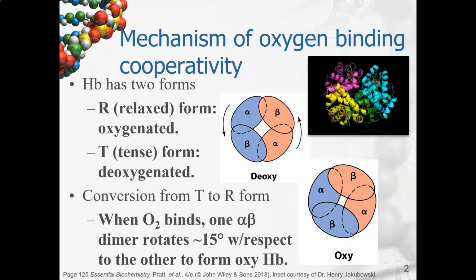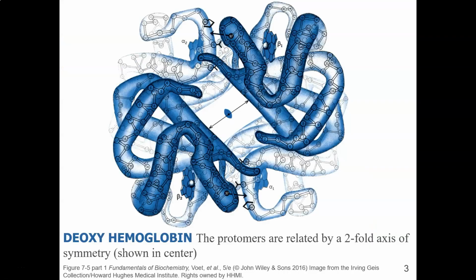That's shown in this diagram, which maybe isn't all that clear. But in this animation, we can see the 15-degree rotation. If you look up here where the red is, that's the oxygen, so you can tell which form is which. That's oxy, deoxy, oxy, deoxy. Oxygen can bind to the hemoglobin in the R form, and it doesn't bind in the T form.